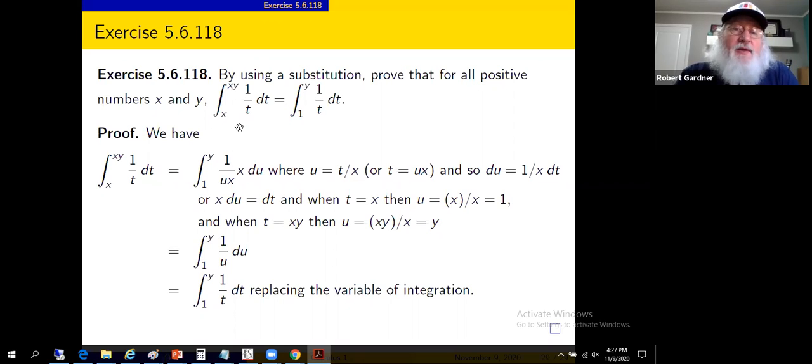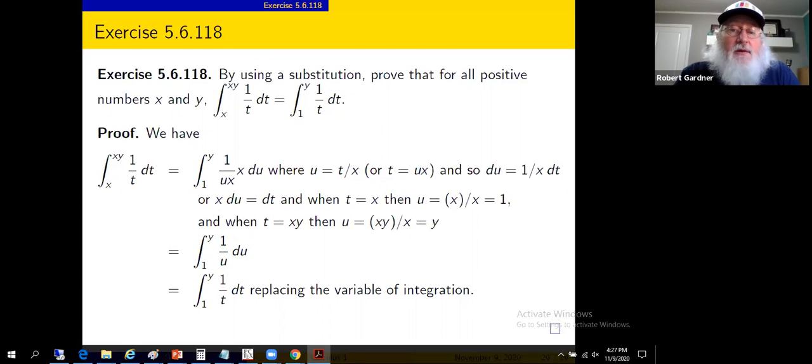So let's start with the left-hand side this time, integral from x to xy of 1 over t dt. Okay, I want it to look like this. So I want the upper bound to be a single variable. So I'm trying to do a U substitution where I get this upper bound as a single variable. Let's let u equal t over x.